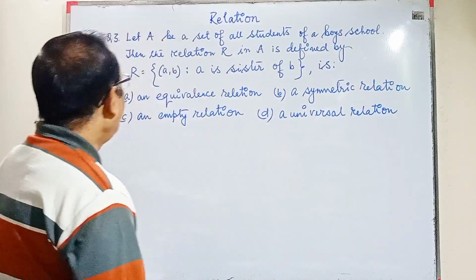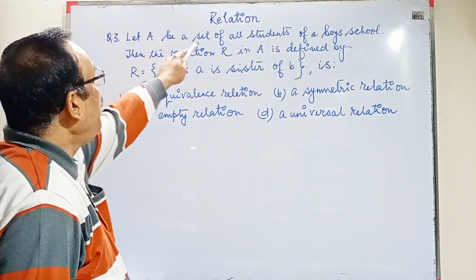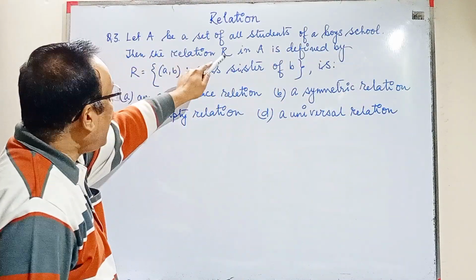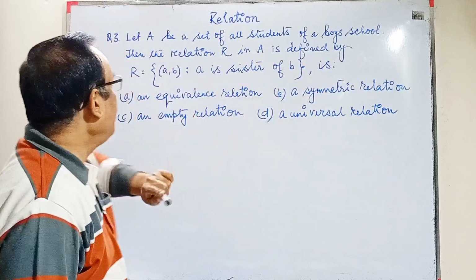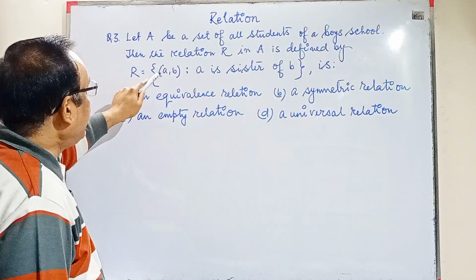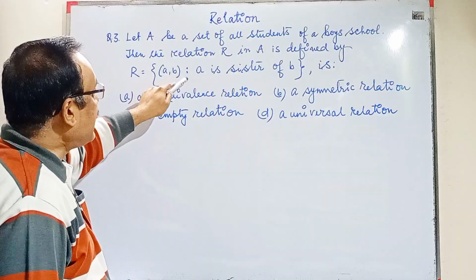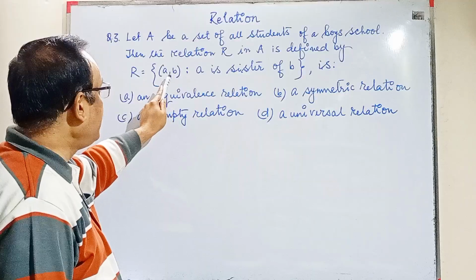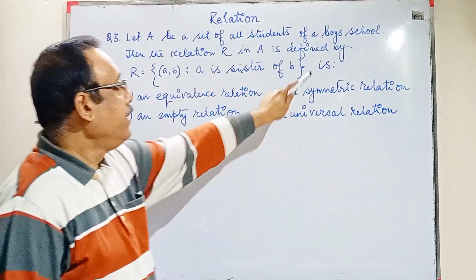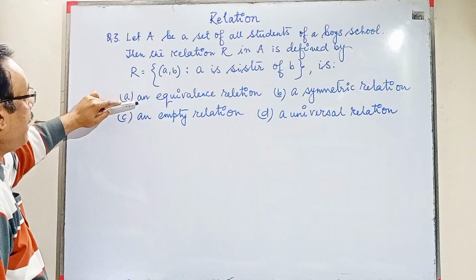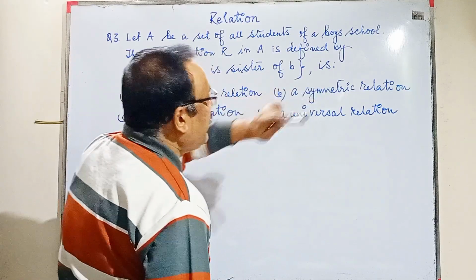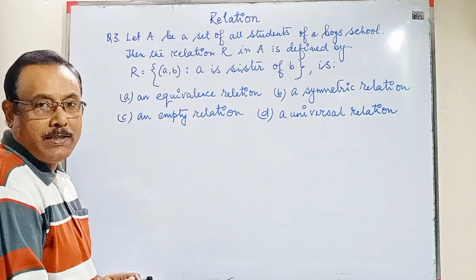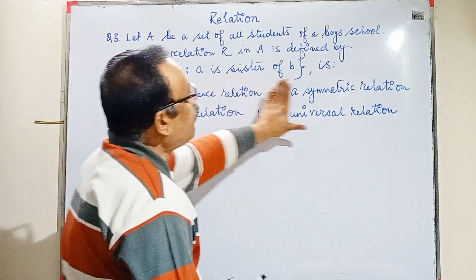Next question, question number 3. Let A be a set of all students of a boys' school. Then the relation R in A is defined by R equal to the set of ordered pairs (a, b) such that a is a sister of b. A and B are the 2 elements. The 4 choices: first, an equivalence relation; second, a symmetric relation; third, an empty relation; fourth, a universal relation. Now let us understand these choices first.